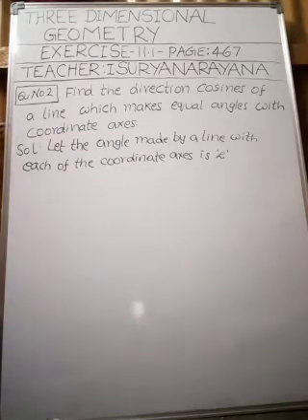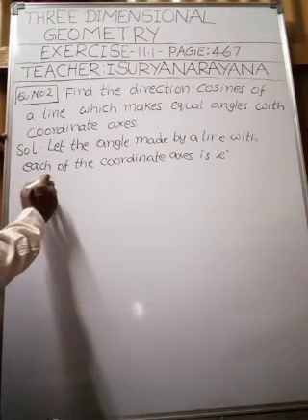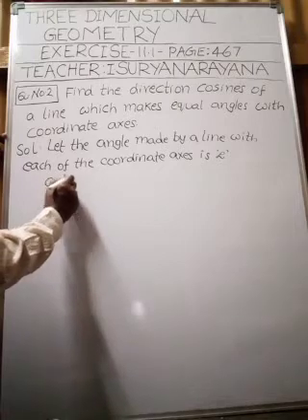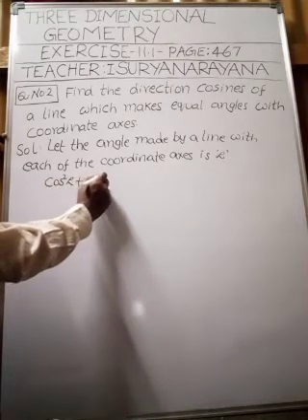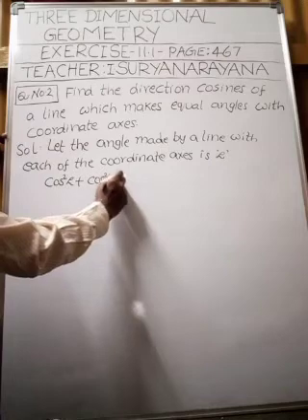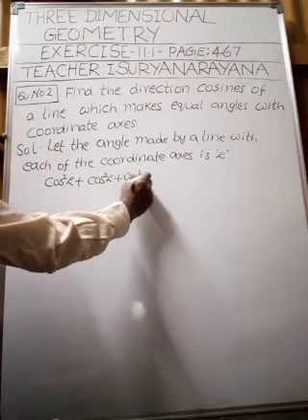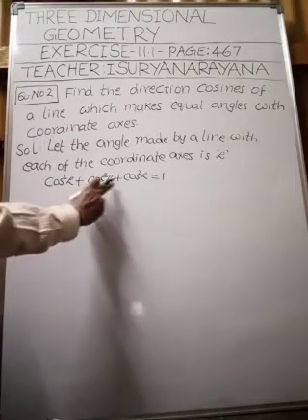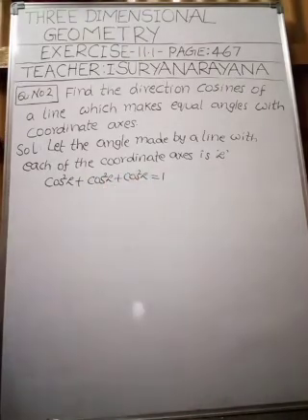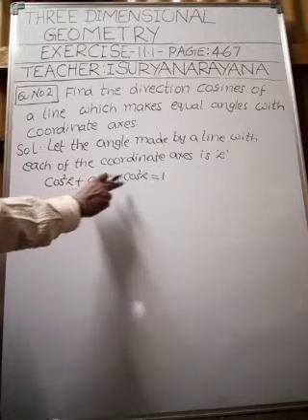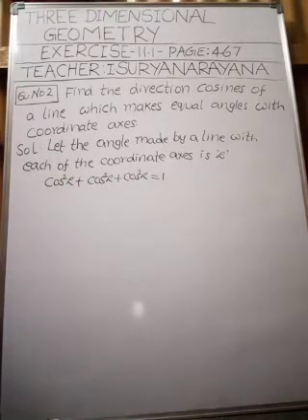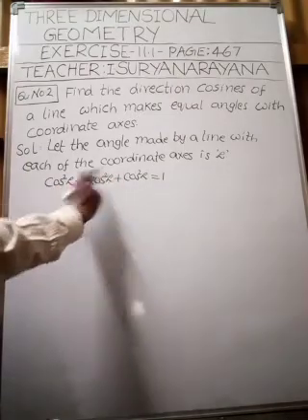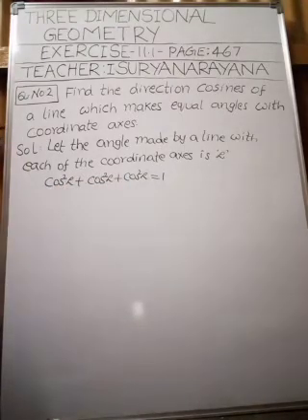Then what is the relation between the direction cosines of a line? Yes, cos square alpha plus cos square beta plus cos square gamma is equal to 1. Yes or no, my children? l square plus m square plus n square is equal to 1, where l is equal to cos alpha, m is equal to cos beta, and n is equal to cos gamma. Direction cosines. Yes or no, my children? But here alpha, beta, gamma all are equal.